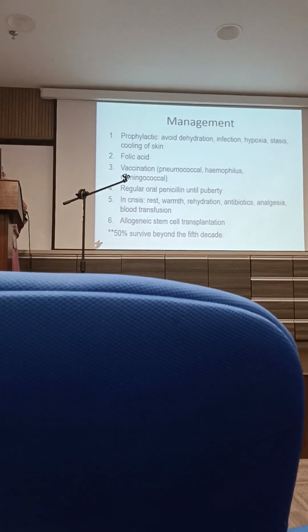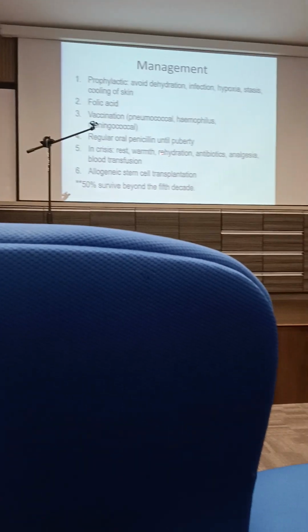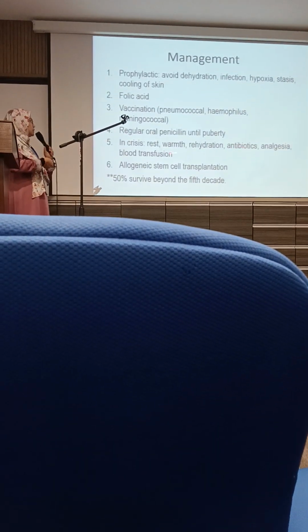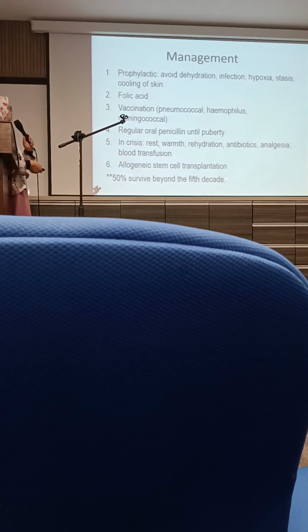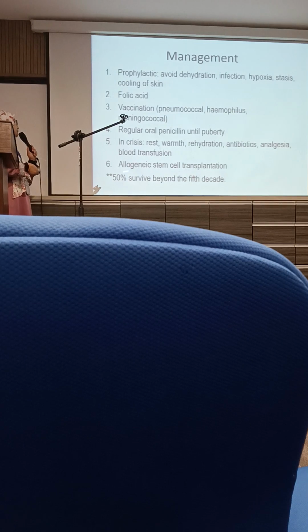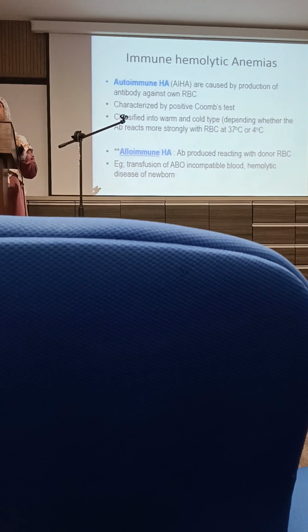And if they are in crisis, put them in a rest, warm room, rehydrate, give antibiotics, analgesia, and blood transfusion if required. And the ultimate treatment is stem cell transplant. And most of the patients will survive until their 50s. Prognosis is better than thalassemia earlier.